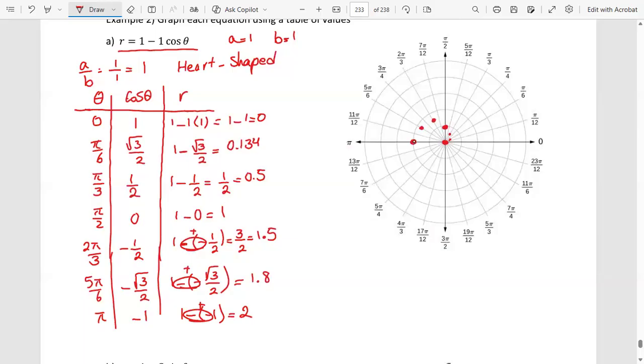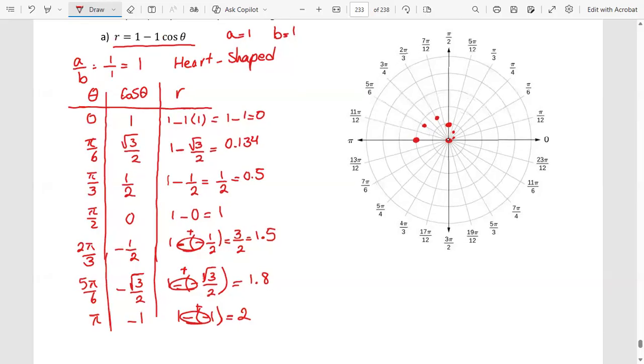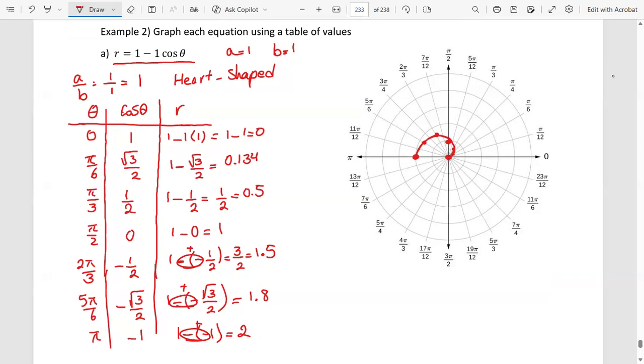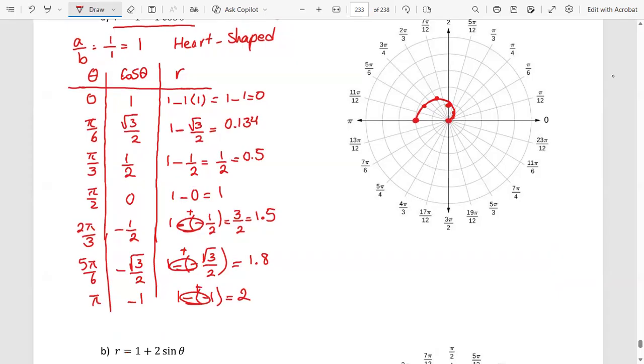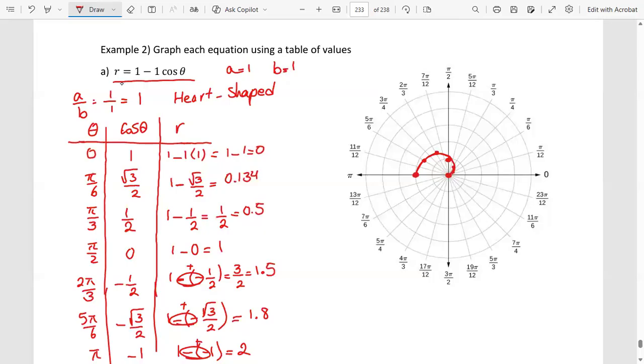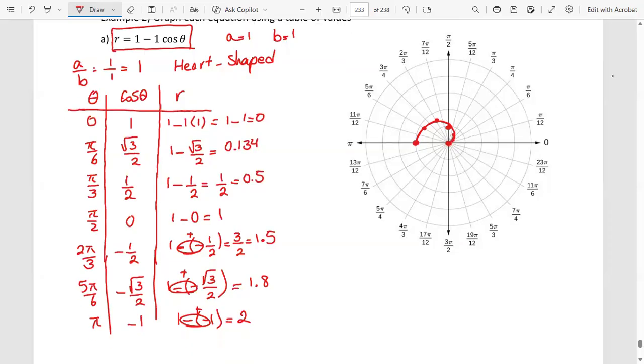Okay. You can see the picture. If you connect these points, you will get this shape. You expected a heart shape, but right now you have just half of the heart shape. For the other half, you can replace more points if you want, or you can use the properties of symmetry. We know that this equation is symmetric about the x-axis, which in polar coordinates is called the polar axis.